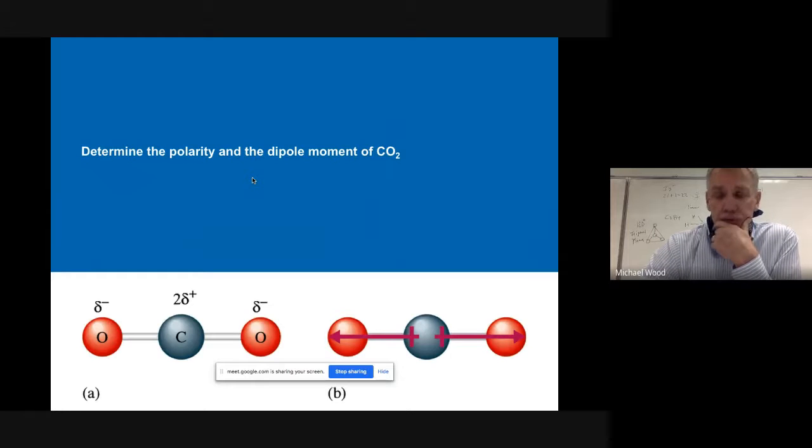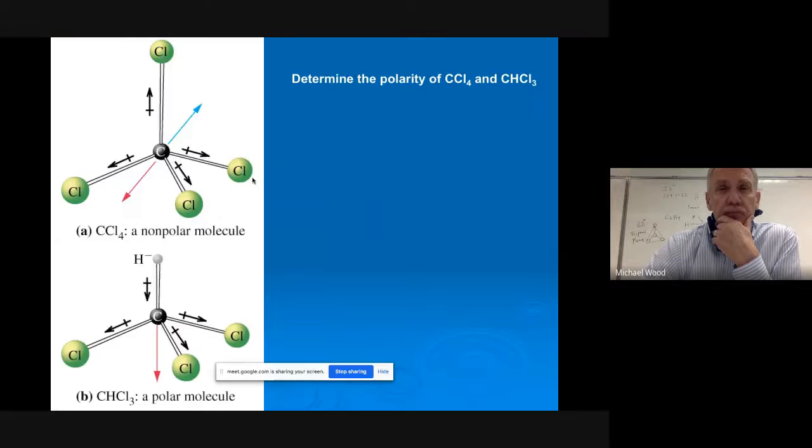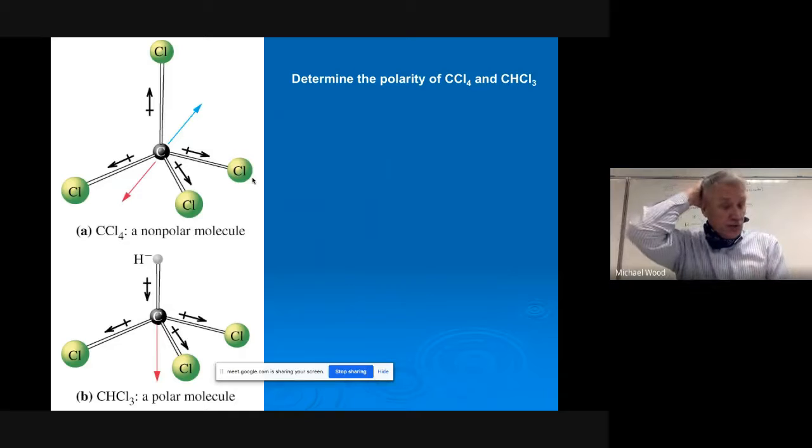Okay, and then there's one more here. The polarity of CCl4 and CHCl3. This one I'm actually going to write on the board for you guys. So the tetrahedral shape is nonpolar if all the elements are the same on the perimeter. And this goes back to the electronegativity, and that's what this diagram is showing. So again, for those that are taking notes, I'll give you a second to copy this down.